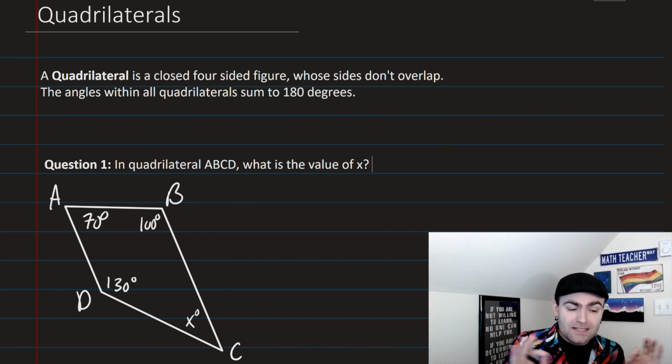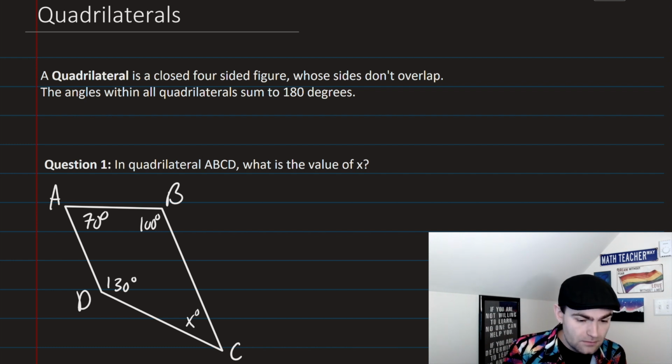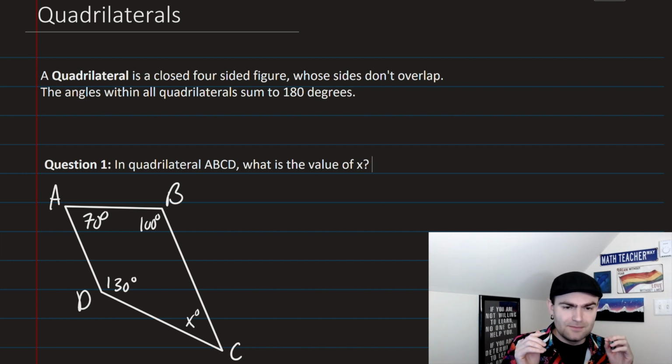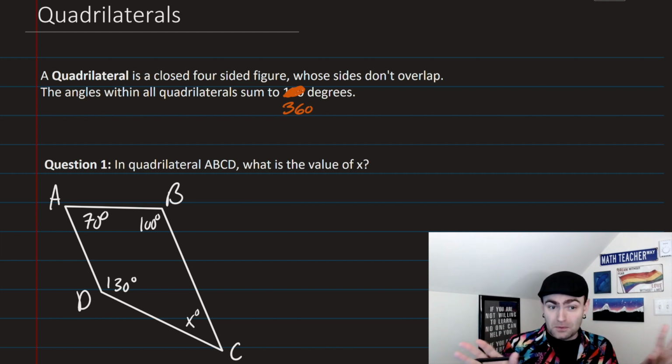A fact that is true about all quadrilaterals is that all of their interior angles sum to 360 degrees. That is wrong. 360 degrees. I made a typo. Oh well, we'll rock with it.